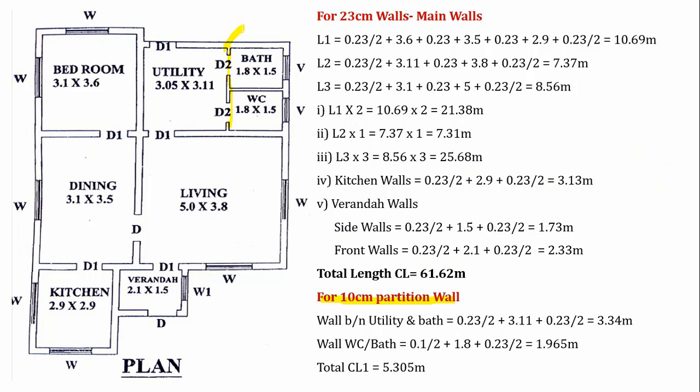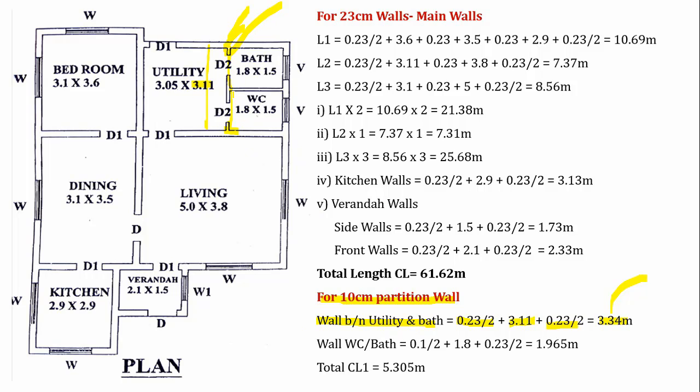So here it is, that is the wall between utility and bath. This is utility and bath. So this wall we will try to calculate. This is 230 by 2. Here we have the next, this vertical distance, if you see, 3.11. 3.11 we have, again this center means 230 by 2. Therefore this will be 3.34 meters. This vertical length is over.